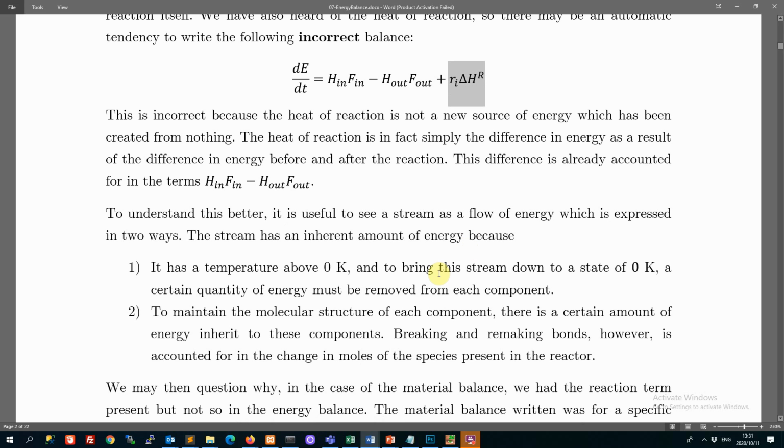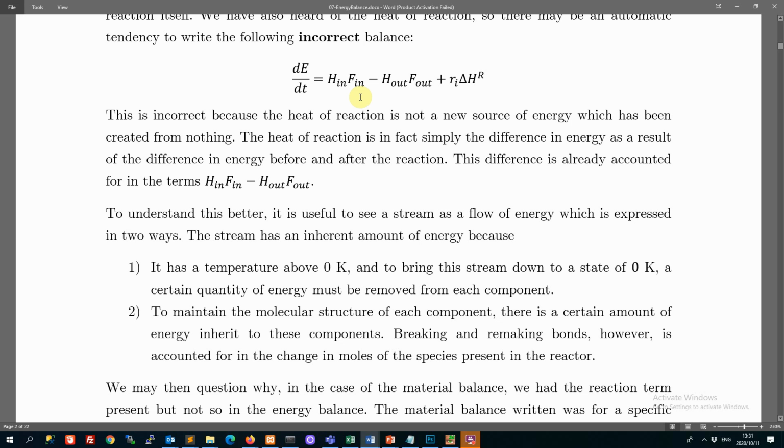And maybe to further unpack that, when we say that we have a flow into our system, in a mass balance, we would just say the molar rate of change is simply equal to the flow in minus the flow out. In the case of the energy balance, we have to multiply by the enthalpy, so that will give us, if you like, the energy that's coming into the reactor.